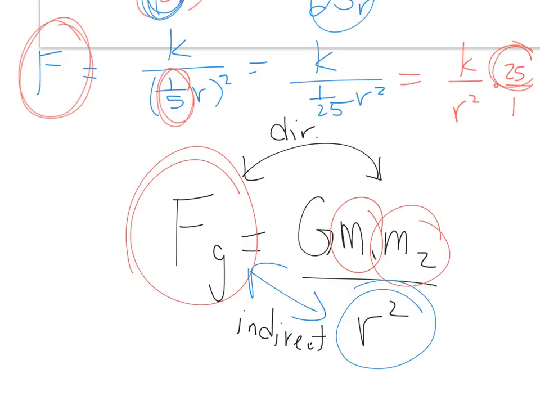Okay? Anything that appears in the numerator of a formula, you could jot this down, it will help you a lot in any science class. Anything that appears in the numerator of a formula is directly related to the variable you're solving for. Anything that appears in the denominator is indirectly related. And that's where y equals kx and y equals k over x really comes from.